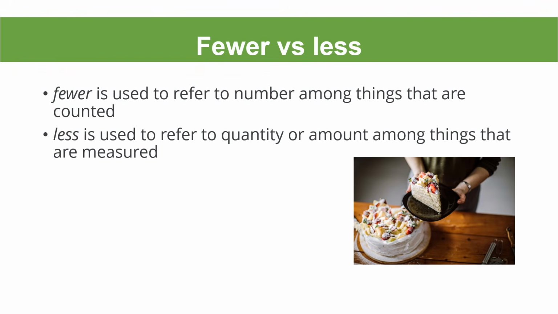There are commonly repeated rules about fewer and less. It goes like this. Fewer is used to refer to number among things that are counted, as in fewer choices and fewer problems. Less is used to refer to quantity or amount among the things that are measured, as in less time and less effort.